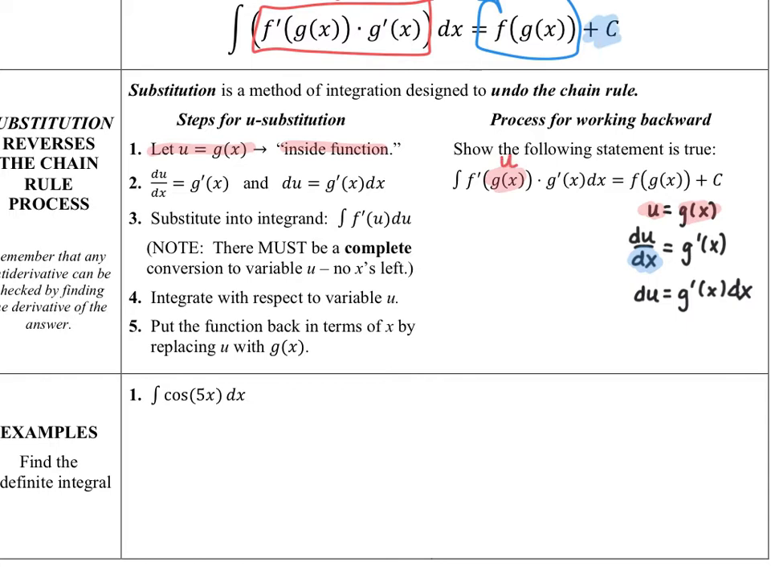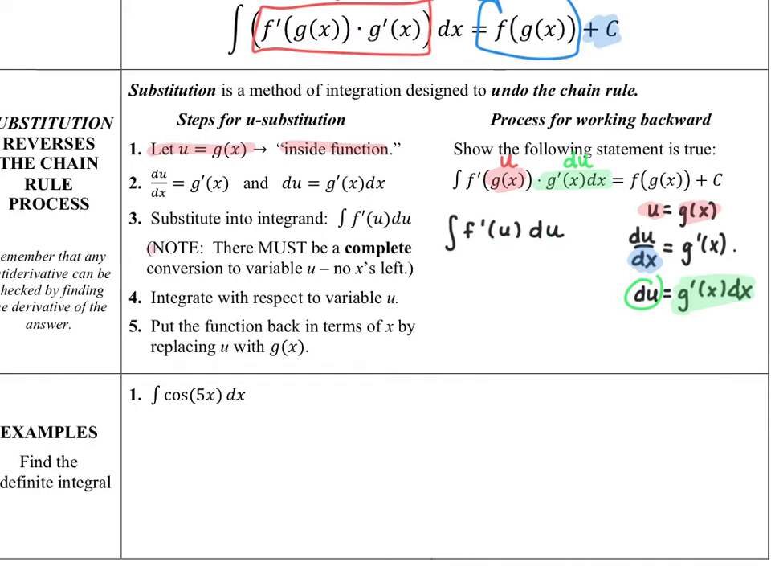And then I also have a g prime of x dx. Notice that's exactly what I have right here. And that means that whole green part, the g prime of x dx, can be replaced with the du. Switching to this new variable u greatly simplifies that integrand. So now I'm just finding the antiderivative of f prime of u du.